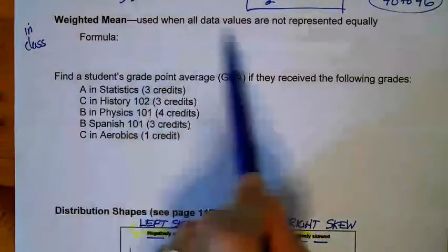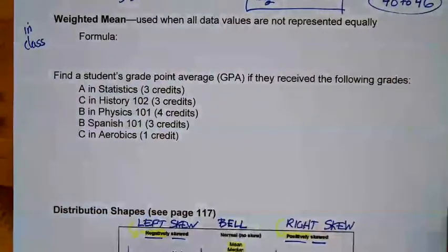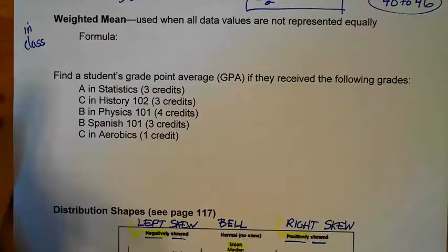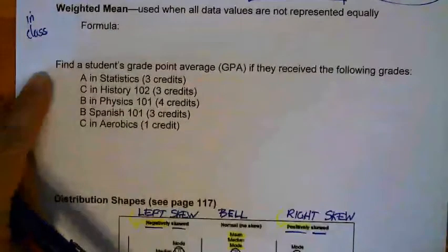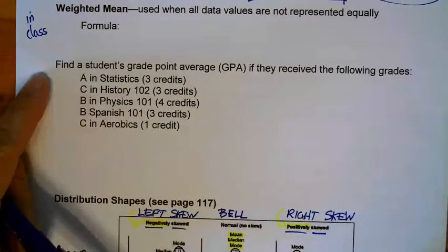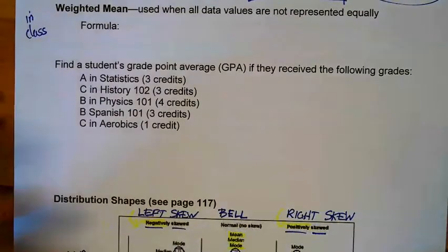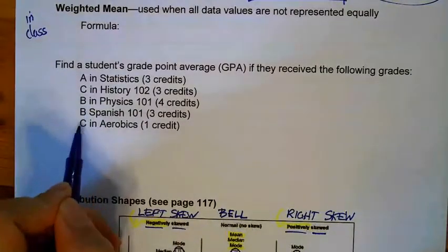It says it's used when all data are not represented equally, and there is a formula in the book, but I want to kind of come at this without the formula. So let's look at this example. It says a student's GPA, what is it if they receive the following grades? We had an A in stats, C in history, a B, and a C.